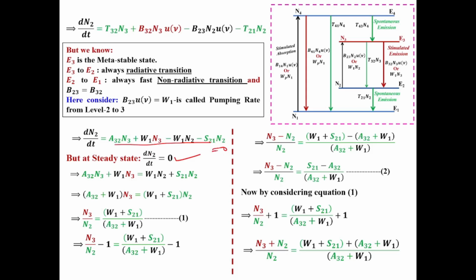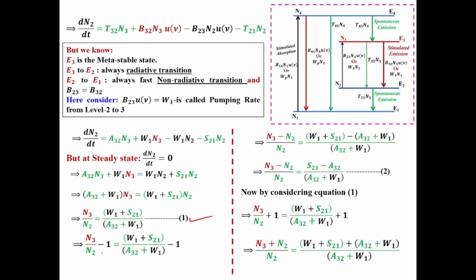Take these two terms to this side, so it will be positive W1 N2 plus S21 N2, and these two terms are here. Taking N3 common from these two terms, we get (A32 plus W1) N3 is equal to, here N2 taken common, (W1 plus S21) N2. Now by cross multiplication, N3 by N2 will be equal to (W1 plus S21) by (A32 plus W1). Let this be your equation number 1.